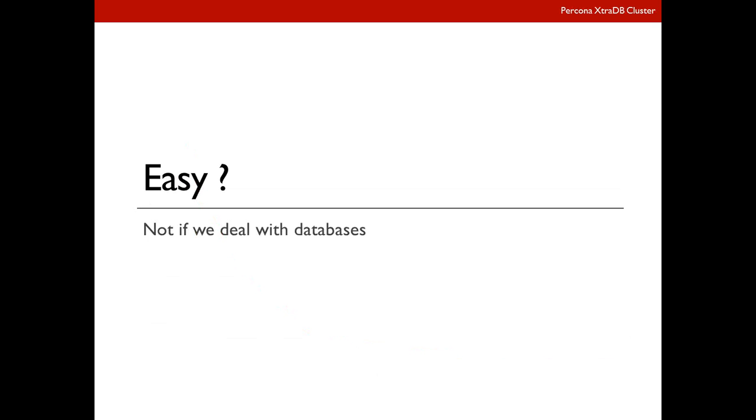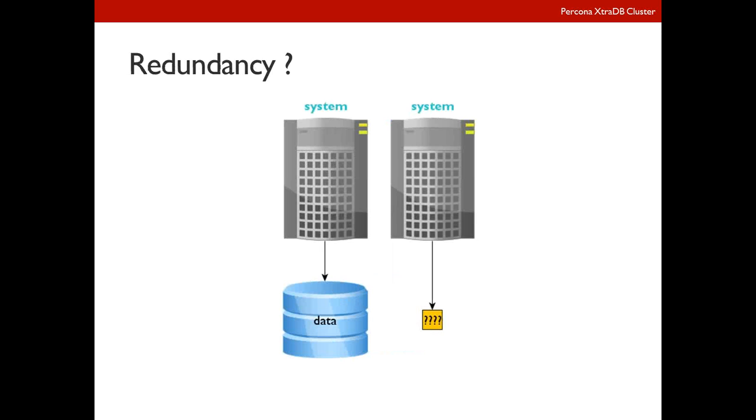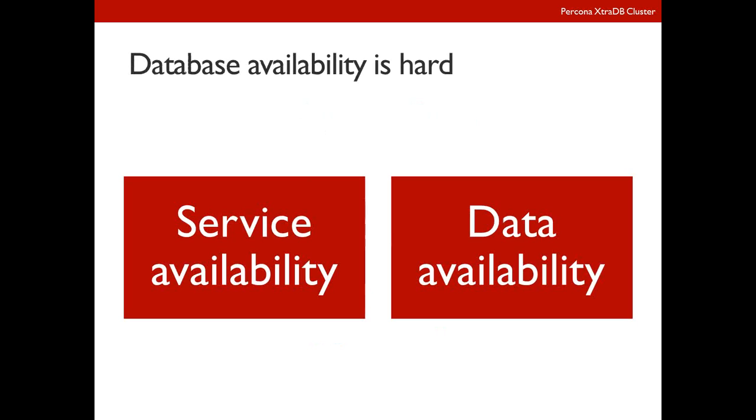And was it easy? Well, it is, but not if we deal with databases. A database is more complicated. There are actually two parts: the system, the server by itself, and data. Besides the system redundancy, we need to provide data redundancy. To provide availability for a database, we need to provide availability for two components: servers plus data.